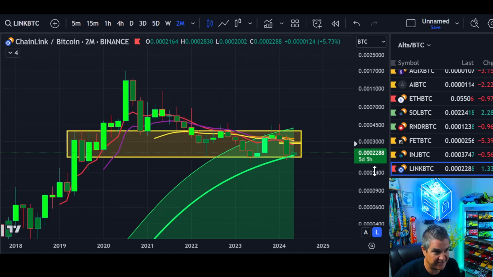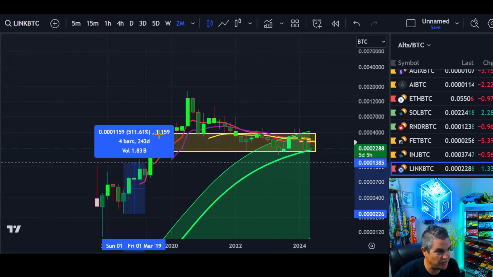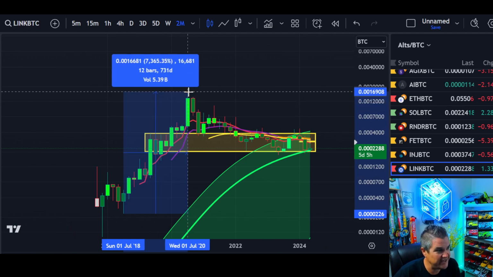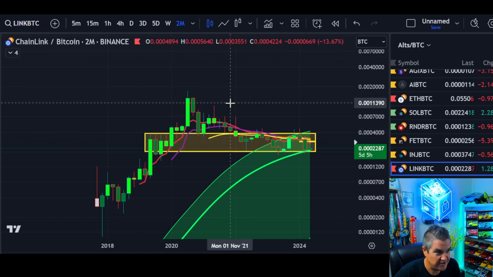Link did fantastic against Bitcoin in its early days, right? We just need that again. Look at this low wick here. From July 2018 to July of 2020, in 2 years, it went up over 7,000% against Bitcoin. Over a 70x? Yes, please. But we'll take that. Those are the alts you want to be in.